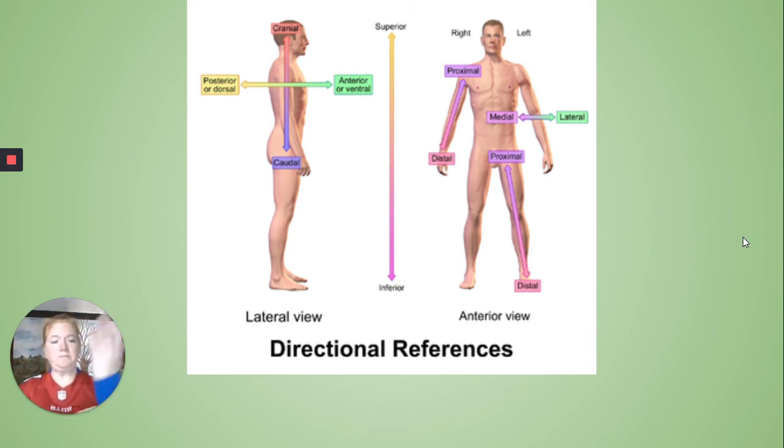So my fingers are distal to my wrist, further away from the shoulder. My elbow is proximal to my wrist, closer to the shoulder. My knee is proximal to my ankle. My ankle is distal to my hips. So again, we're comparing in relation to the body.